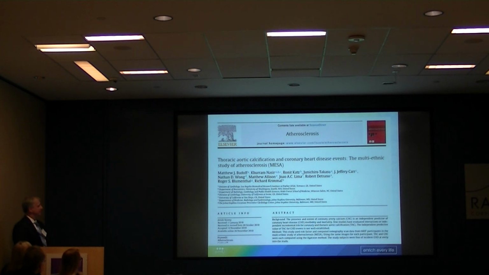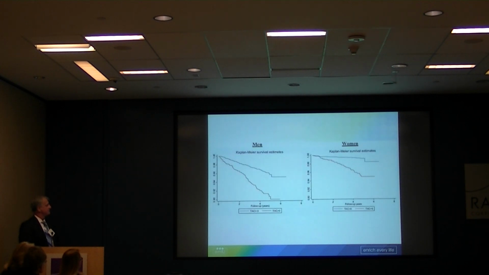So Matt went on and did further analysis with the MESA study population group, and they found a much stronger correlation, interestingly, for this group in women, which was really interesting. So this is the Kaplan-Meier survival estimates for TAC equals 0 and TAC greater than 0. You can see in men that this is all-cause mortality. The TAC greater than 0 group had much higher all-cause mortality, same with women.